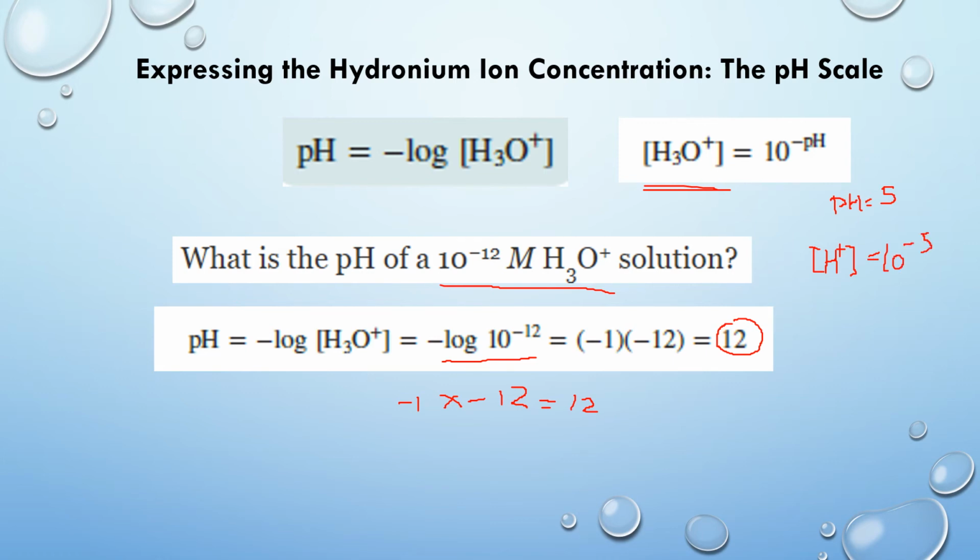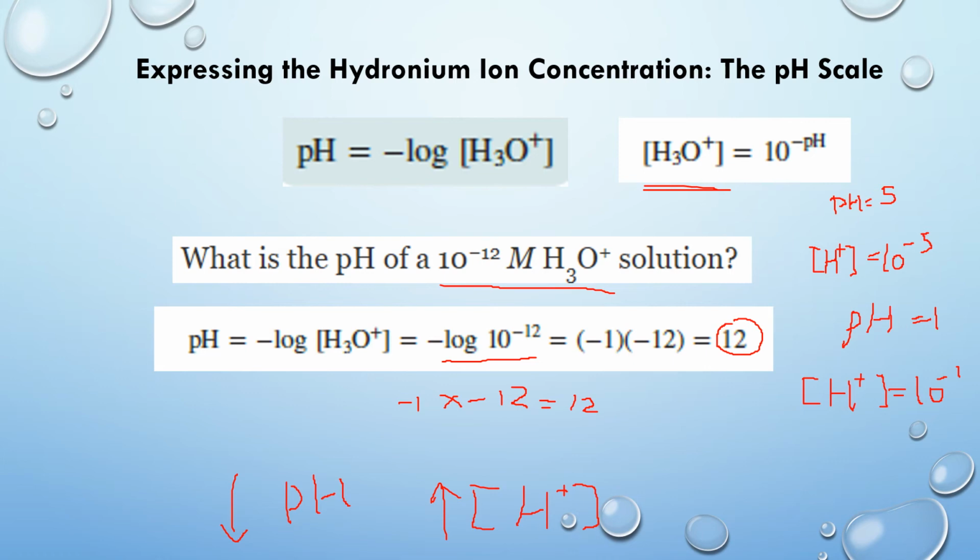Right, so if you have a pH of solution equal to 1, that means the proton concentration is going to be equal to 10 to the negative 1, or 0.1. So you can see the lower the pH, the higher the concentration of proton, or the hydronium ion. And that's because of this negative sign in front of this log term.